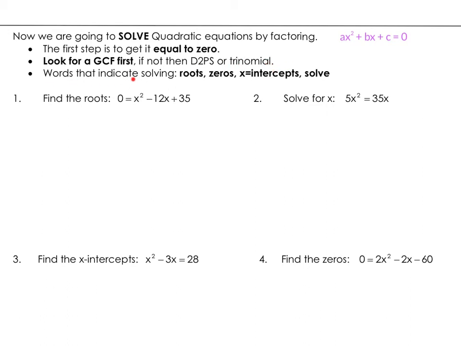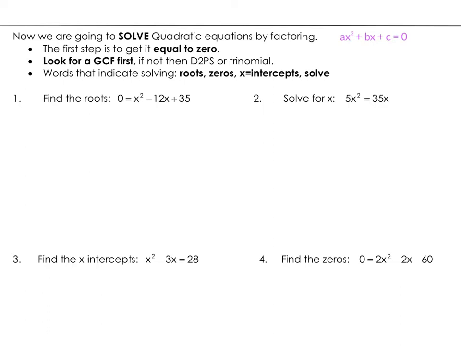So words that we will see that indicate we need to solve are roots, zeros, x-intercepts, or solve. If you see any of those things, they're asking you to do this process of setting it equal to 0 and then solving for the zeros of the function of the quadratic. So for example, this first one says find the roots. So what we do here is we're going to start off by factoring.